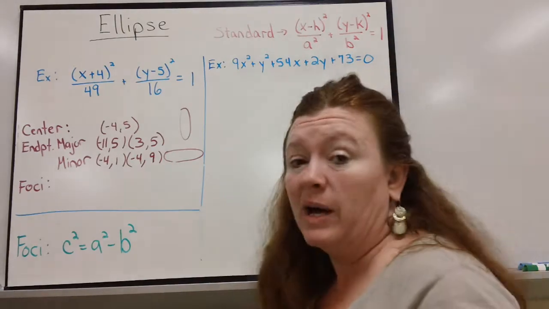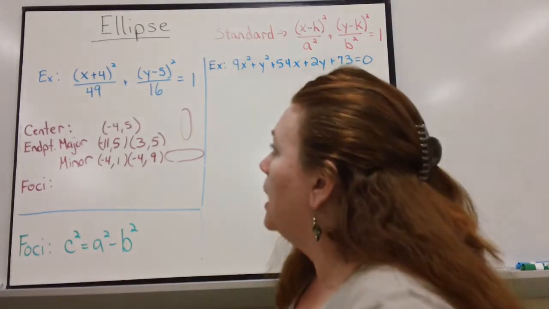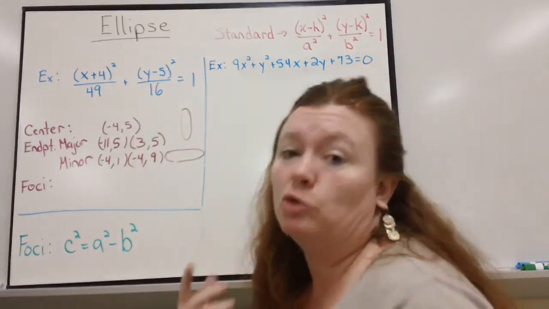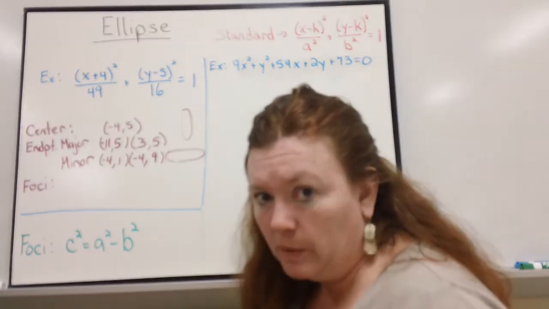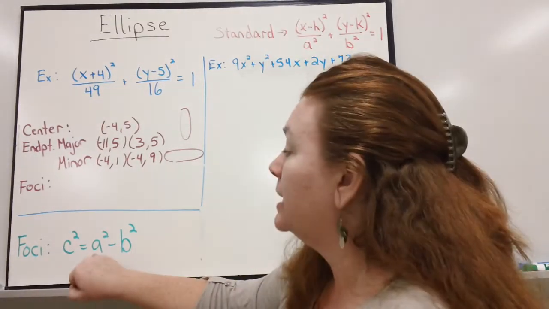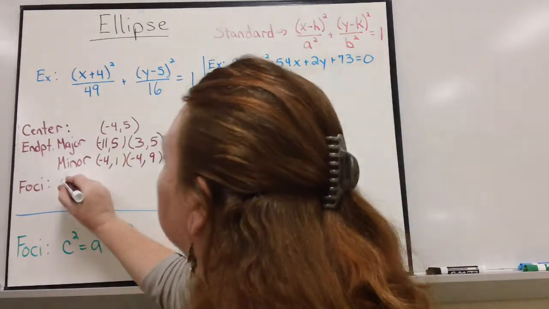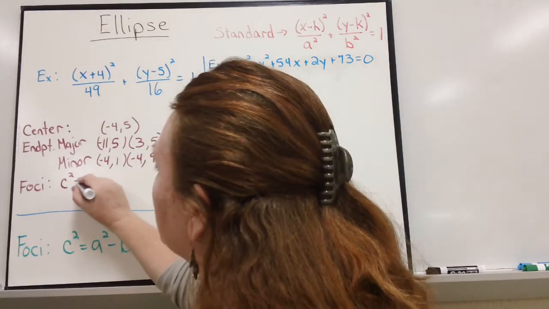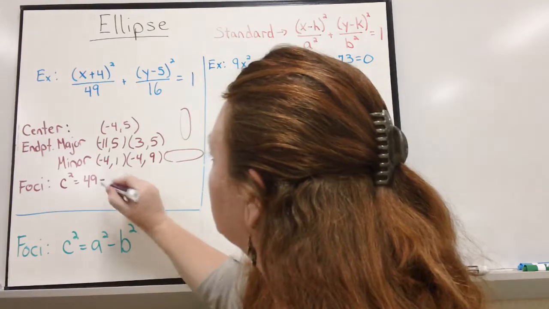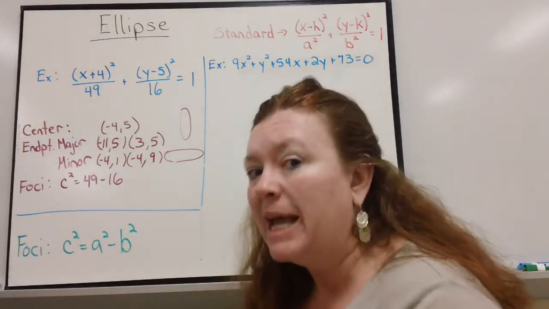All right, now the foci. I've put the formula for the foci at the bottom here. It just basically is saying to take these two values and subtract them. Don't take the square root yet, okay? Order of operations says I take a squared, which is 49. C squared is equal to 49 minus 16.